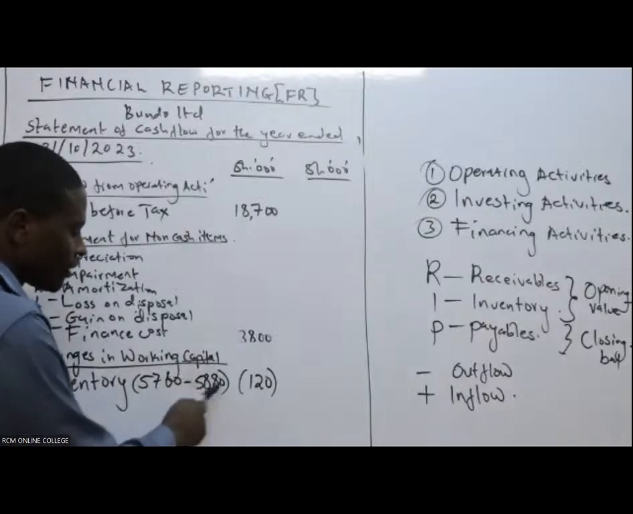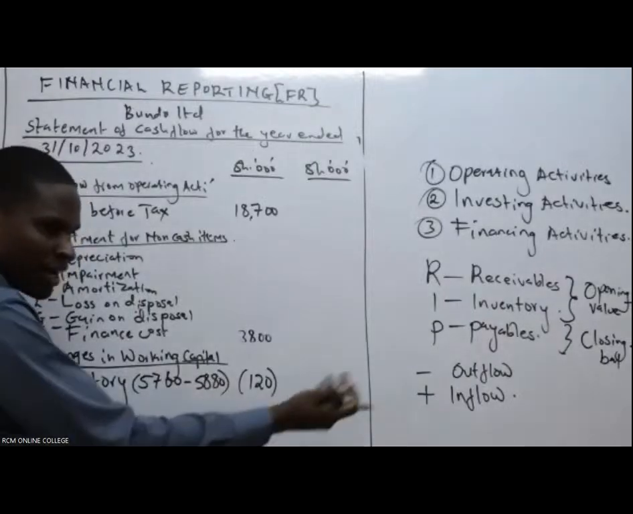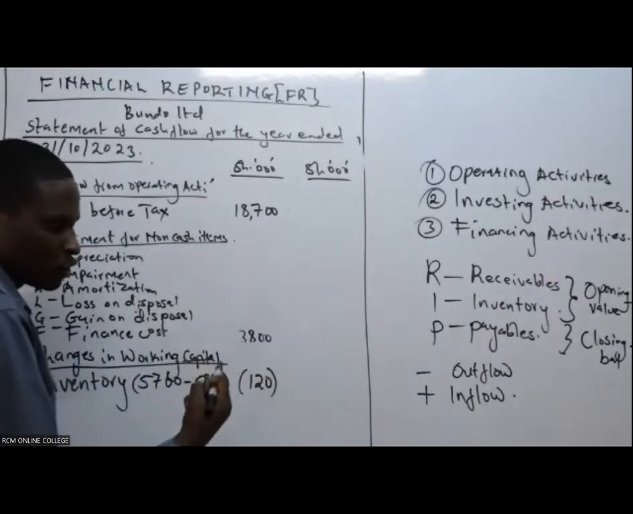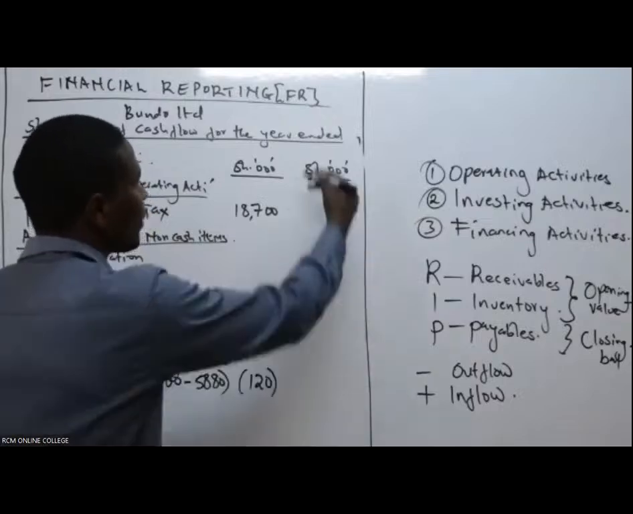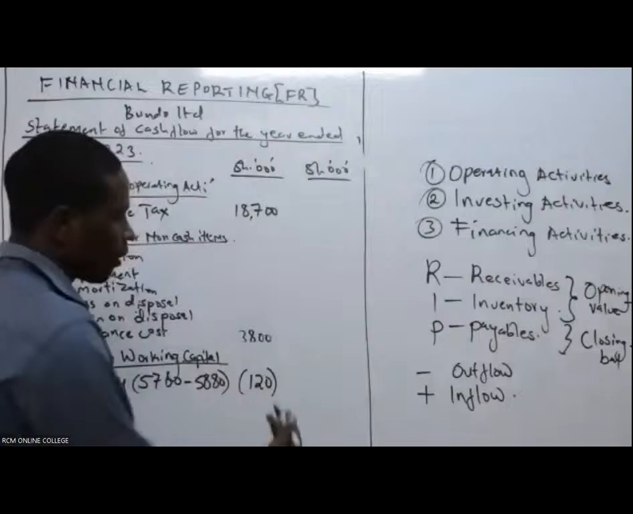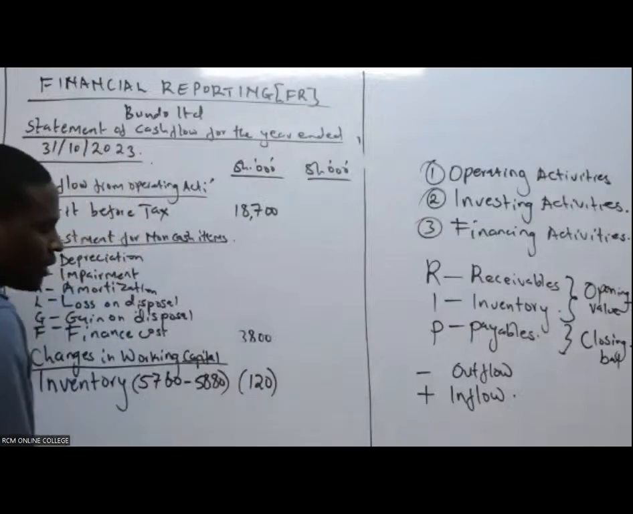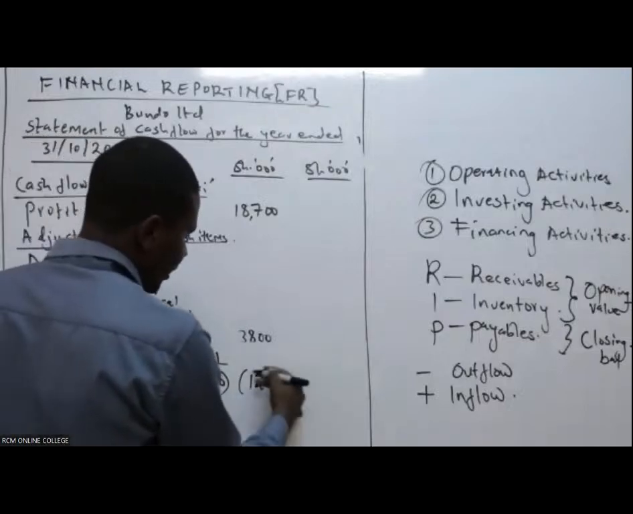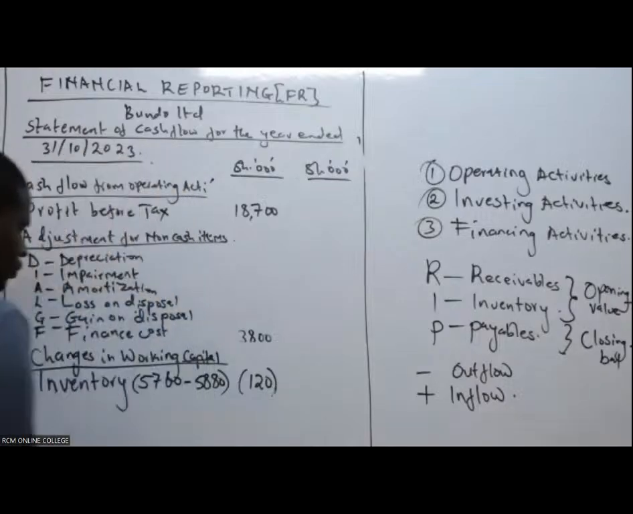So what has happened for our stock to increase? That means we have purchased more stock. So what happened to the cash? Since we are looking at the cash flow, tunaangalia what is happening to our cash. Our cash has reduced by 120. This is the money worth what we bought.